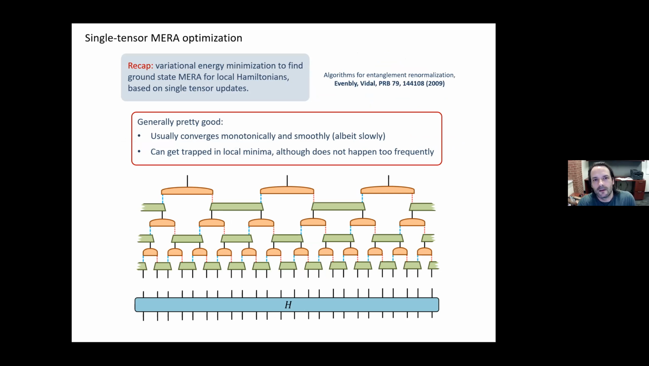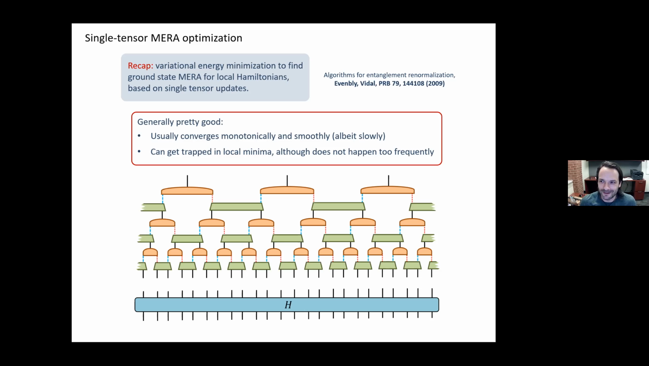Okay, so let me begin with a recap of how one might optimize a MERA using a single tensor scheme. This was the first scheme I worked on with Giffrey back in 2009. The scheme usually converges pretty well. I actually remember when I was working with Steve White's group, one day I was showing Steve this simulation that was running and he made an off the cuff remark that, oh, it takes a lot of iterations to converge, doesn't it?